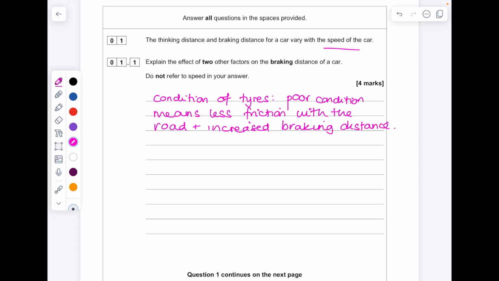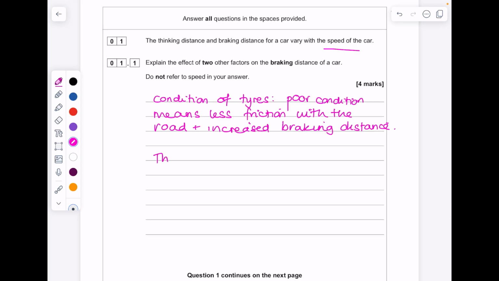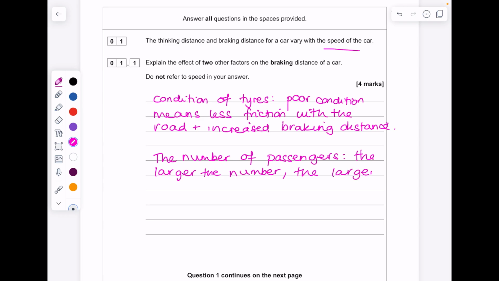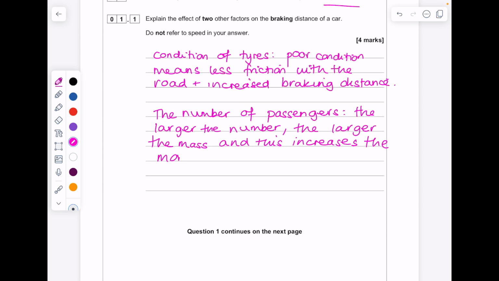Another factor which affects the braking distance is the number of passengers. The larger the number, the larger the mass, and this increases the momentum of the car, meaning that the braking distance also increases.